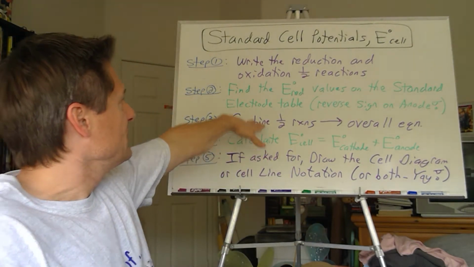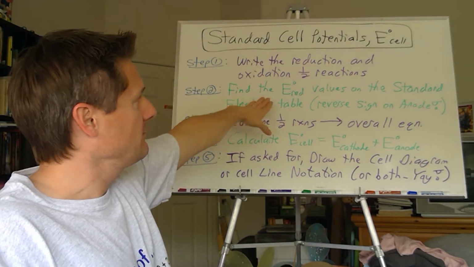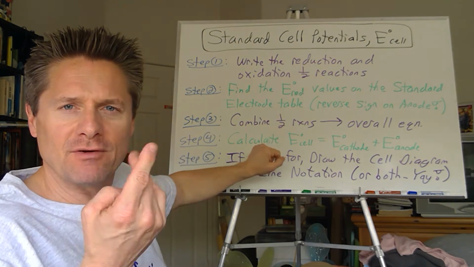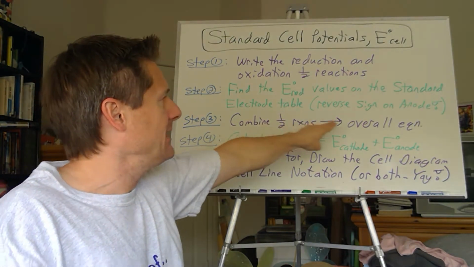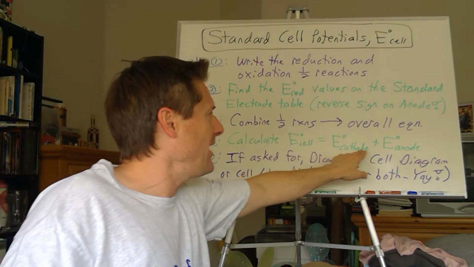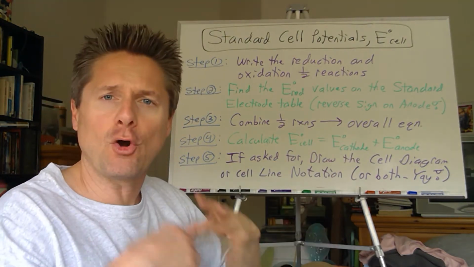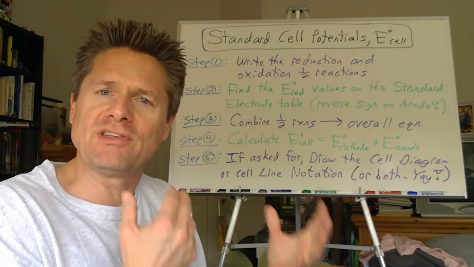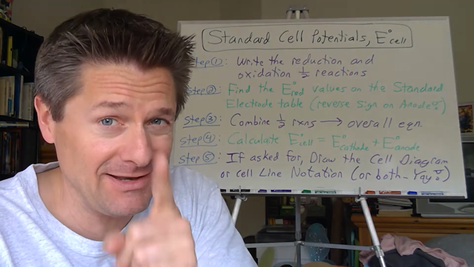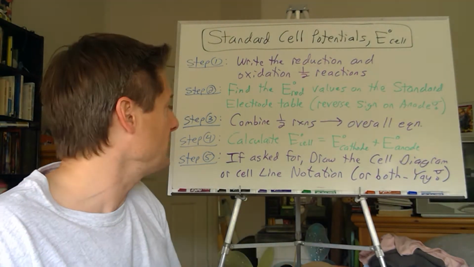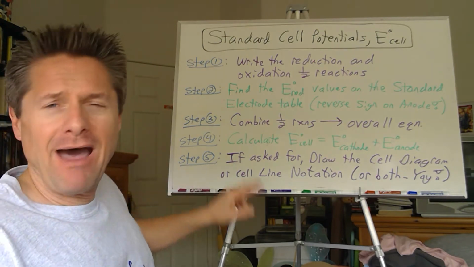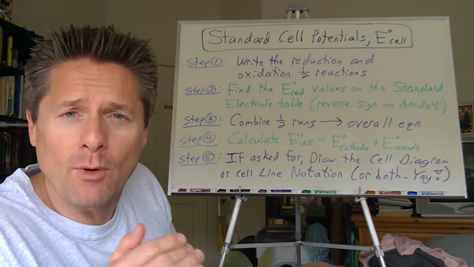Here we go. So we've written our half reactions, found our values on the table, reversed the sign on the anode, added them together to get the overall equation, added the two electrode potentials, and that gives us our overall cell potential at standard conditions. Remember, we're stuck at standard conditions. And then step 5, you may or may not have to do. Steps 1 through 4, you have to do.